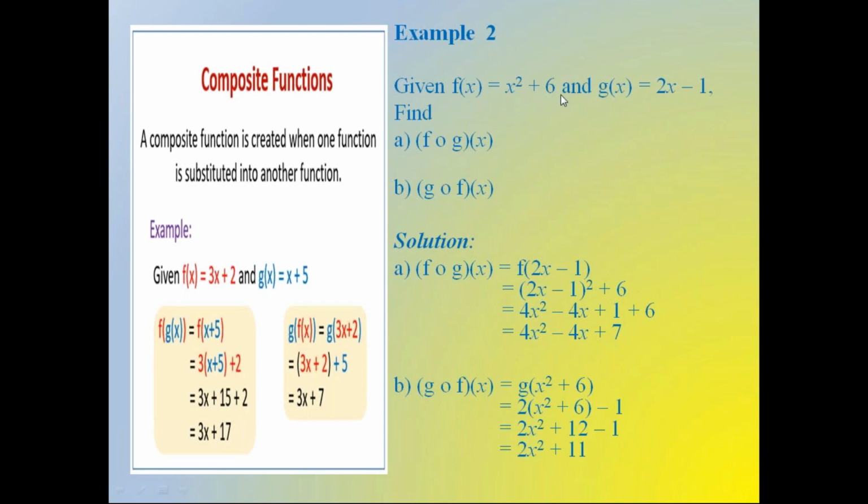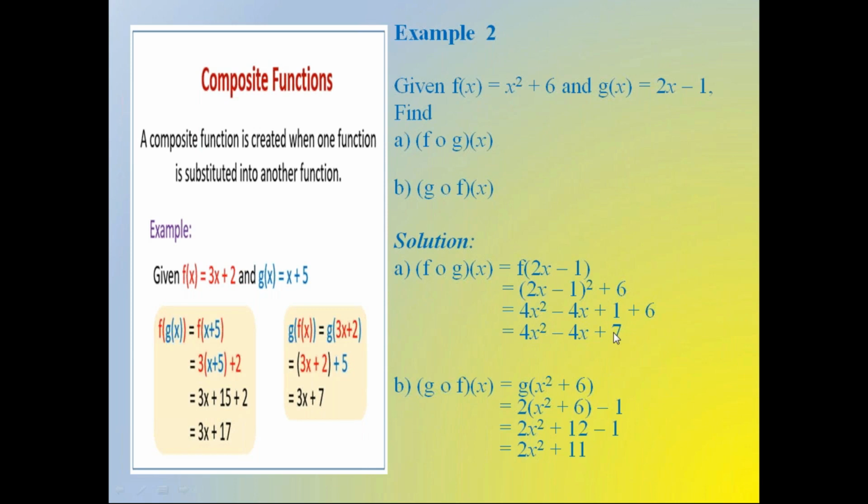Given f of x equal to x squared plus 6 and g of x equal to 2x minus 1, find f composite g of x and g composite f of x. For the first one, f composite g of x, we can write it as f of g of x. Here, first replace g of x as 2x minus 1. Now it is in the form of f of x. So in f of x, replace the x value with 2x minus 1, the whole squared, plus 6. If you expand the a minus b whole squared form and add the 6, we get 4x squared minus 4x plus 7.